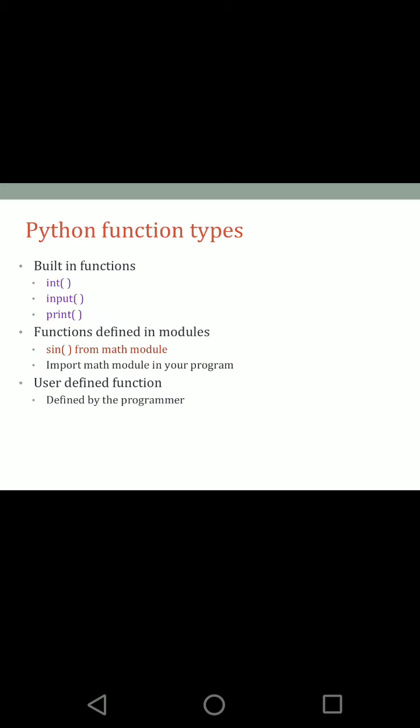There are three types of Python functions. One is built-in functions, functions defined in modules, and user-defined functions. We will see what are the three different function types. See, built-in functions you are familiar with: int function, input function, and print function. You know the input function is used to take the data from the user. Int function converts whatever is given inside the bracket to an integer value. Print function prints whatever is given inside the bracket to the screen.